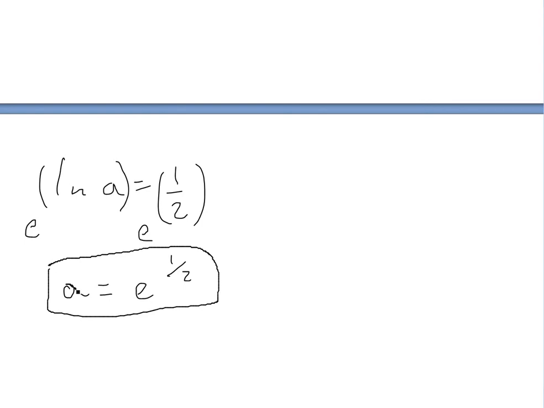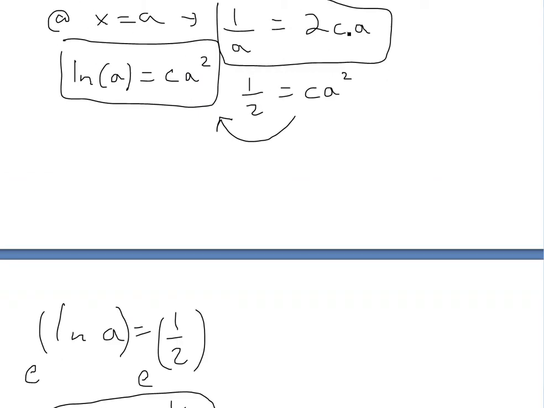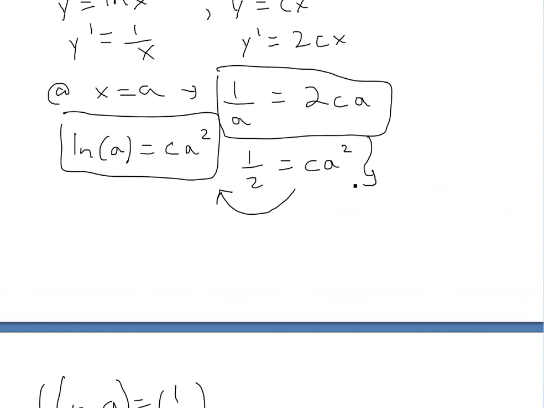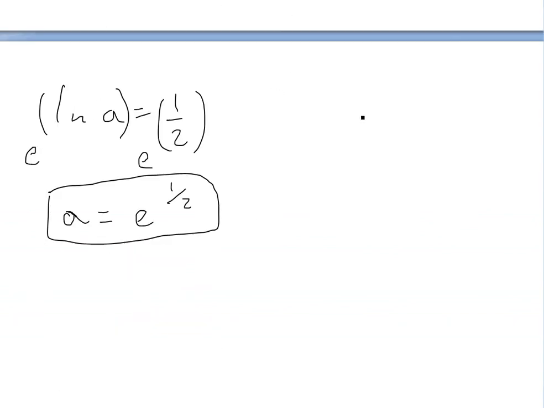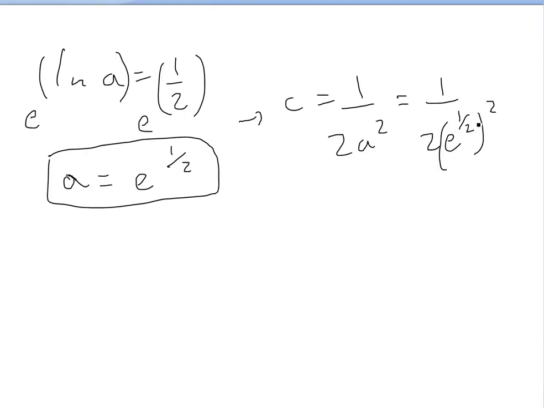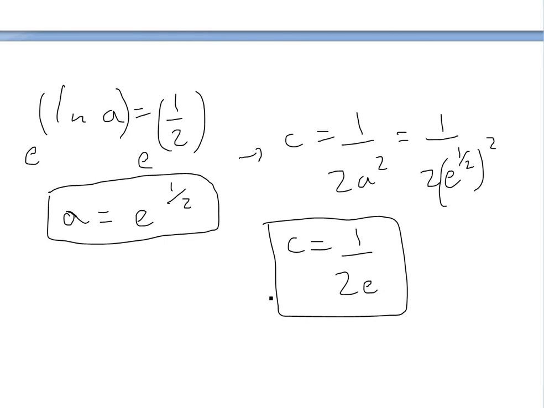But we need to find the c value, and we could do that easily by rearranging this part right here for solving for c. So we get c is equal to 1 divided by 2a squared. Just move this a down there. So we know that c equals 1 over 2a squared. Plug in this a. We're going to get 1 over 2 times e to the 1 over 2, squared. All this is going to do is cancel out the square, so we'll be left with c equal to 1 over 2e. So there is our other last c value.